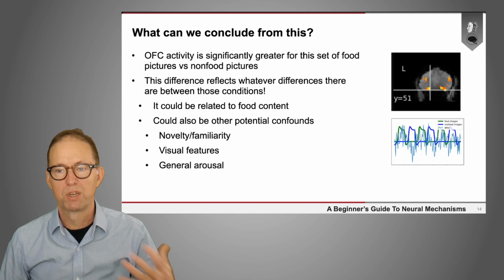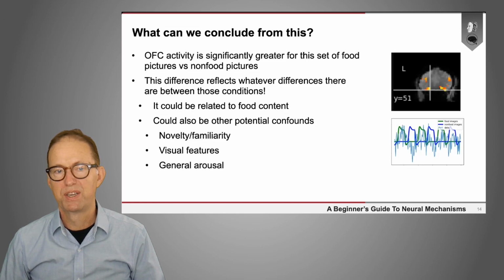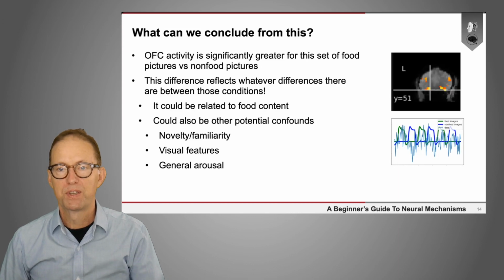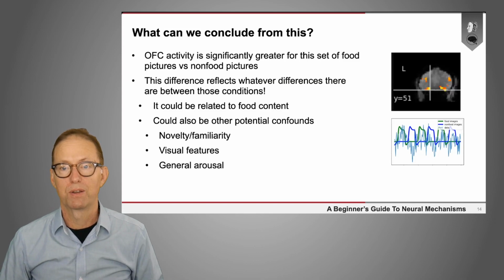So, for example, the person might be more familiar with food pictures than with office supplies. The office supplies might have different visual features, different colors, or different spatial frequencies in the image. Or it might be that this is a region that just becomes active whenever this person experiences something that's arousing, right? And it might not be specific for food. It might be related to anything that's arousing.